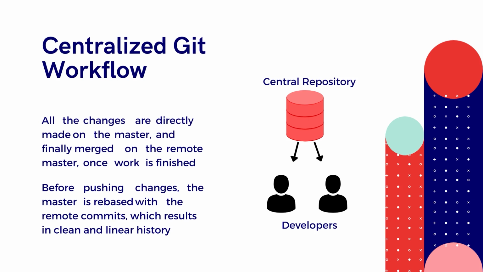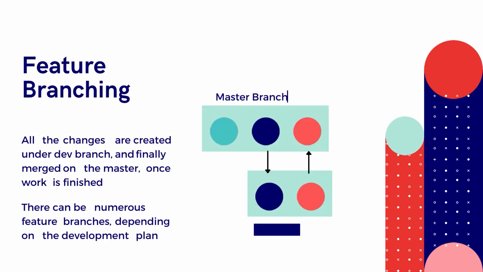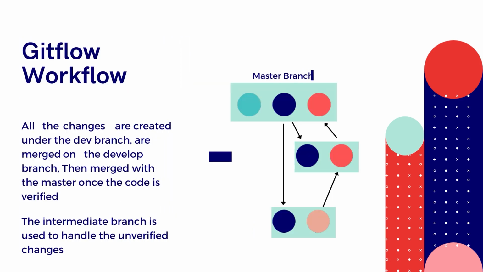To overcome this problem, we have a workflow called feature branching, so let's understand feature branching. Here in feature branching we will use the branching concept and create a branch for each individual, and finally merge to the master after modifying the changes. The number of branches depends on the development plan, and there is a drawback with this workflow, which is that changes done in a feature are merged directly to master, which increases the risk of conflicts. To overcome this problem we have a workflow called Git Flow Workflow.